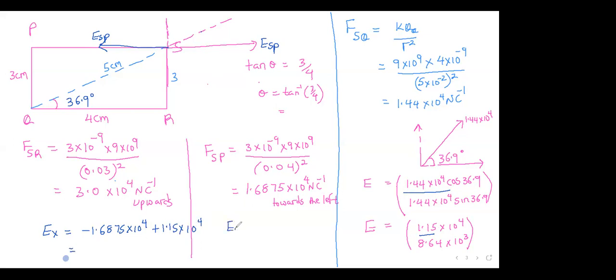Then I go to EY. EY, this one is pointing upwards. Upwards means a positive direction. So I write 3 times 10 power 4 plus. This one is also positive, I write 8.64 times 10 power 3. I get the answer. So that's how we are getting it. Oh, thank you, teacher.